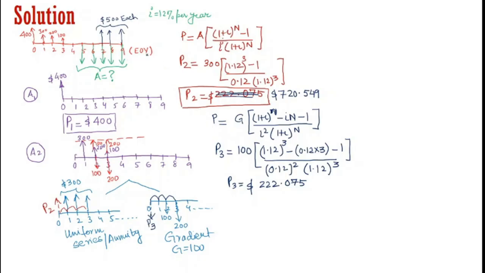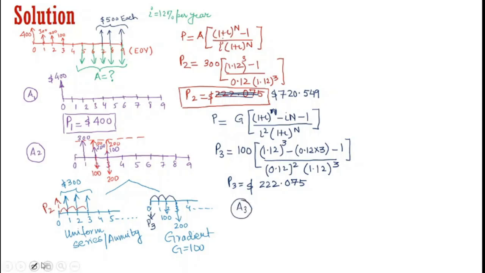Now these three series we have already taken up. So A2 has two components: one is the uniform series, another one is a gradient series. Now what else do we have? We have another series of $500 each, and this is again an annuity. So let me draw A3.